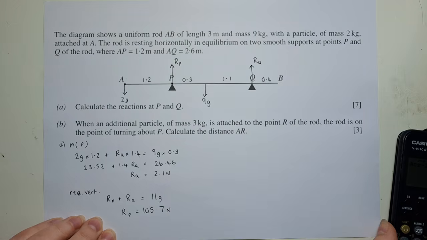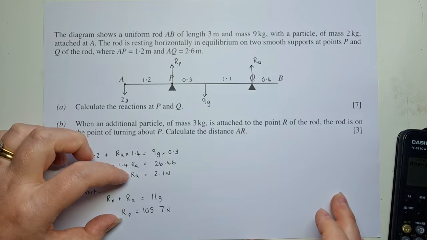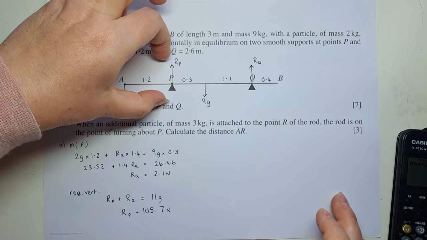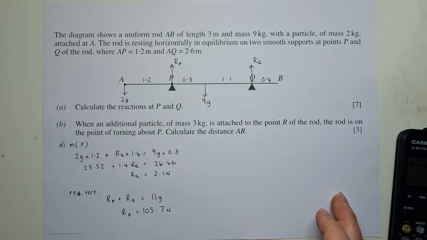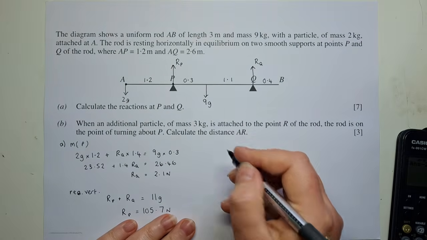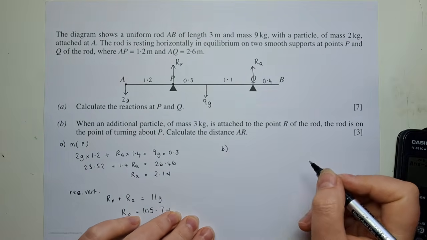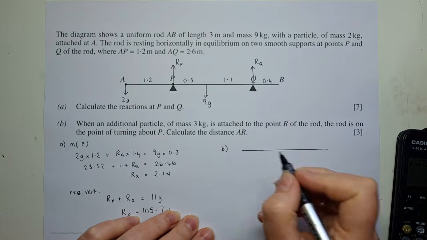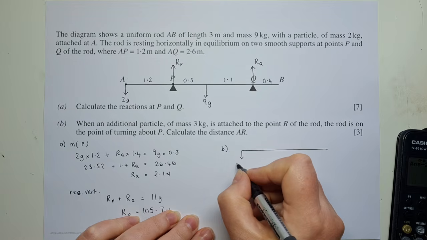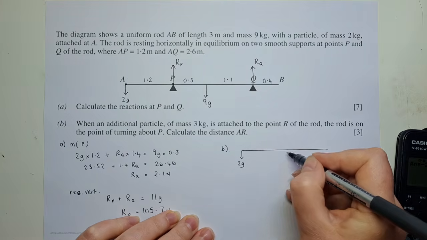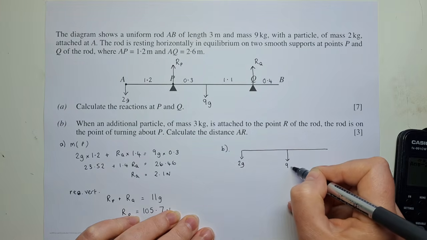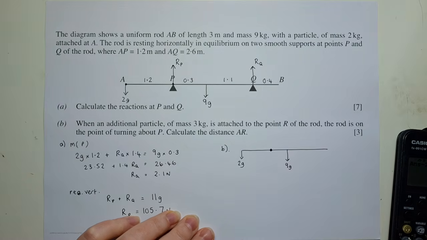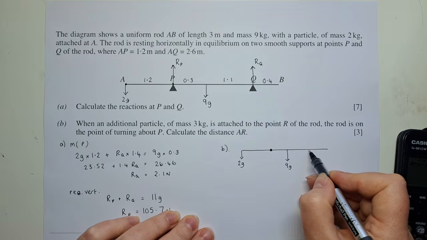Okay, so they seem very different, those two answers, but as I said, that's because this is quite close to support P and you've got this mass here, so P is taking a lot of the weight here and Q is barely being used. For part B of the question, it says when you've got an additional particle attached to point R, it's about to tip about P. So when you're thinking about this question, you need to think about where the pivot is, and here the pivot is at P.